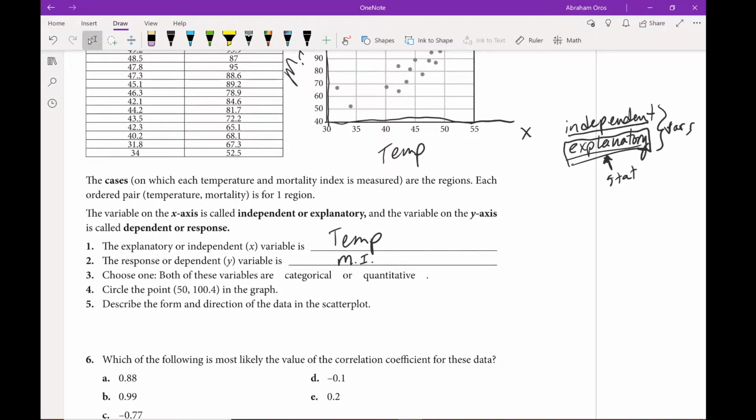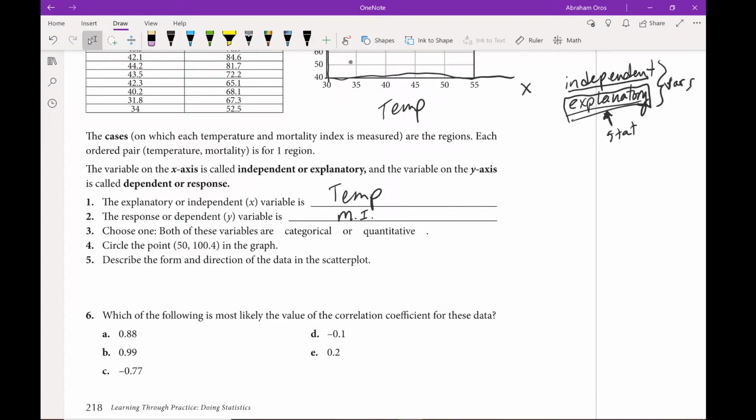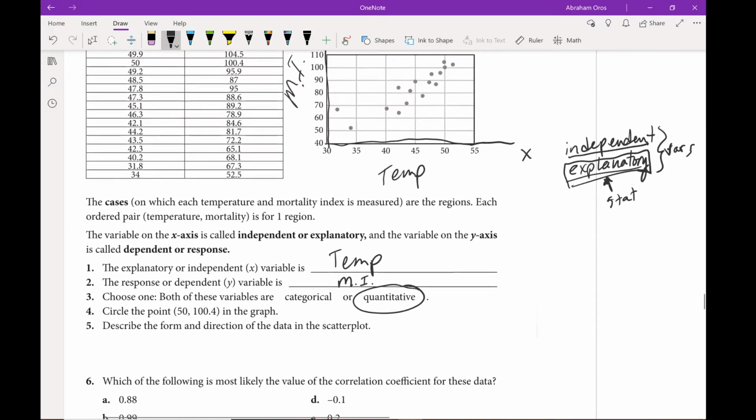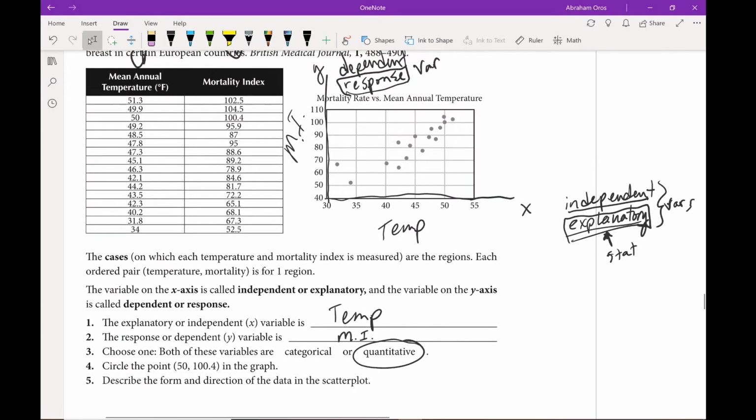All right, choose both. Once again, you have all these solutions already, so you could probably just look at this on your own if you don't care to listen through this part. But that's okay. It won't hurt my feelings because I probably won't even know. So choose one. Both of these variables are, well, we set it up in the very beginning that they're both quantitative. Number 4, circle the point 50, 100.4.